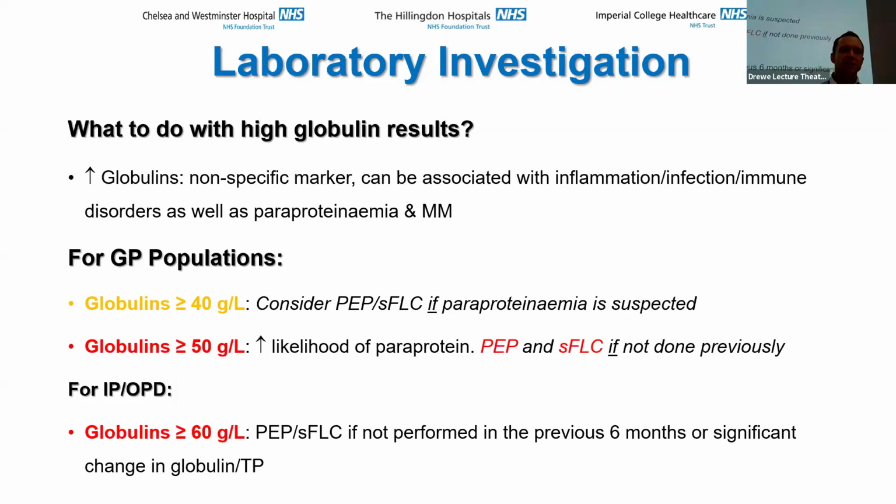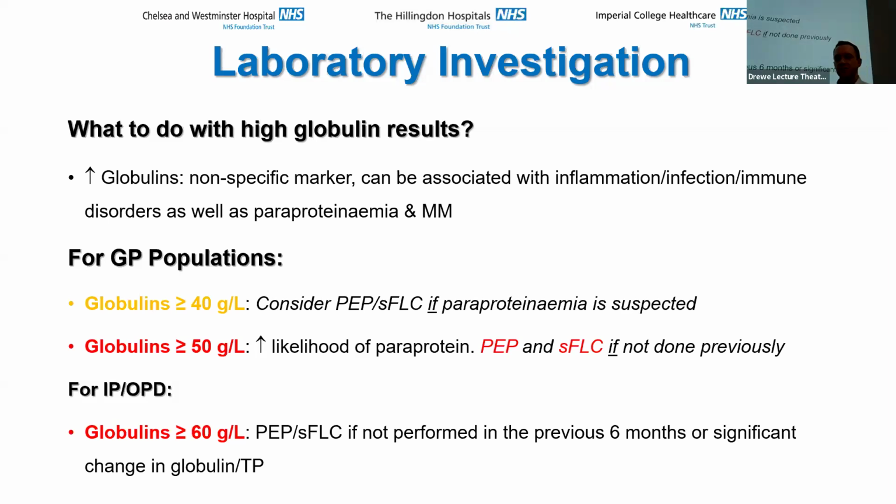So we looked in both GP and in our inpatient and outpatient populations, and we came up with two generalized targets. What we saw was that you are more likely to have a paraprotein in a GP population where globulin is greater than 40 grams per litre. However, all the paraproteins that we generally pick up here tend to be fairly small, less than 10 grams per litre. The ones where there's a more significant increased risk of a significant paraprotein would be where we see globulins greater than 50 grams per litre.